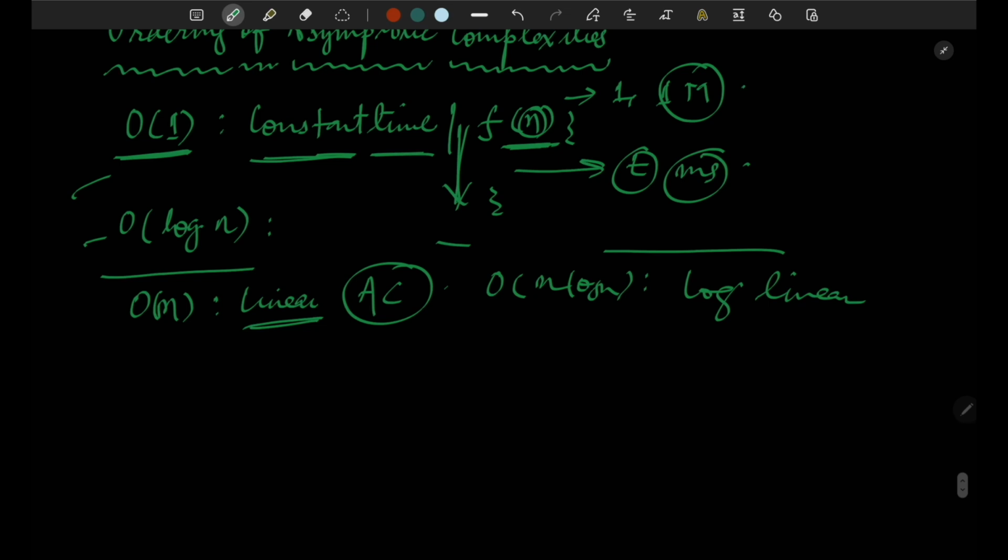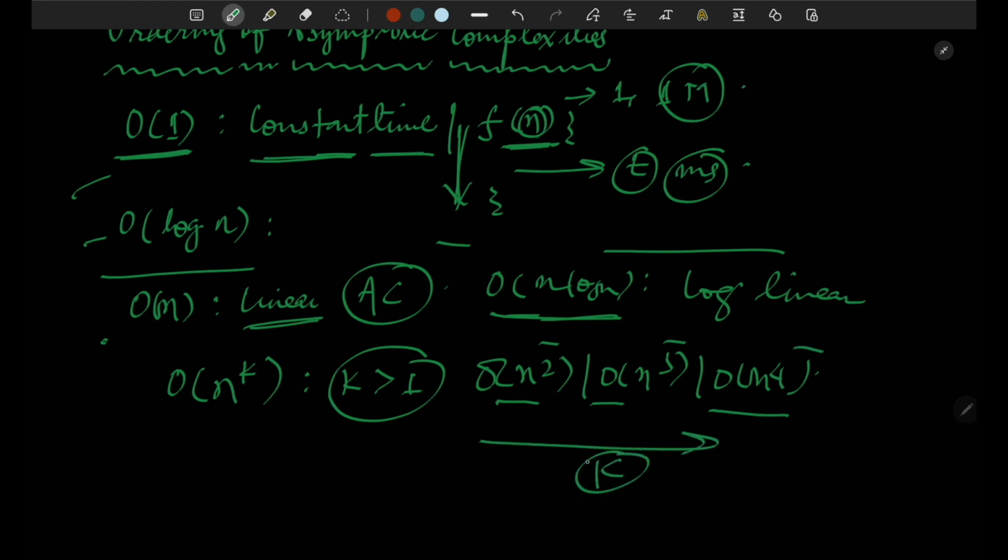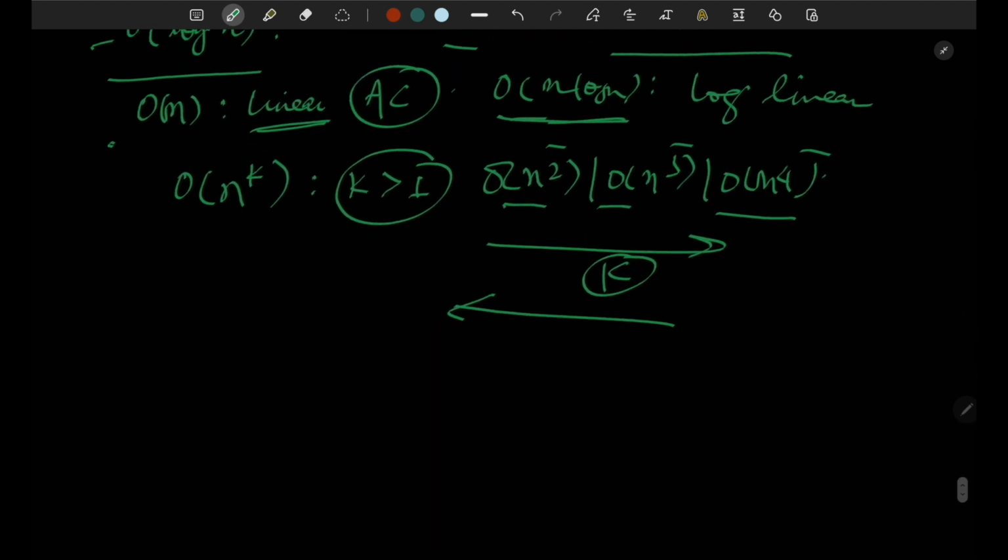So the next one on the list is big O of n to the power k, where k is greater than 1. So anything like big O of n square, big O of n cube, big O of n4, all these things, right? And of course these things are worse than big O of n log n, and with the k size increasing, for example k as 2, k as 3, k as 4, as k increases, the complexity becomes worse and worse. The next one is big O of 2 to the power n.